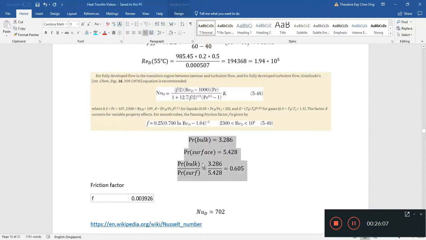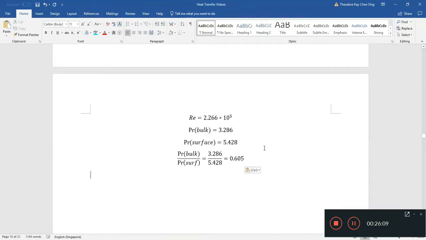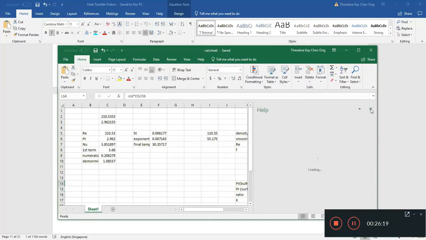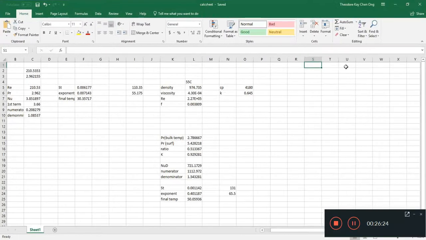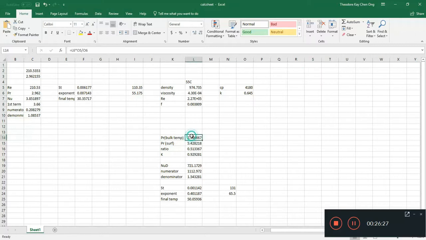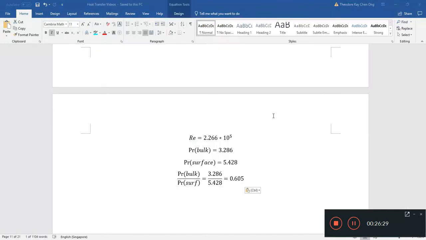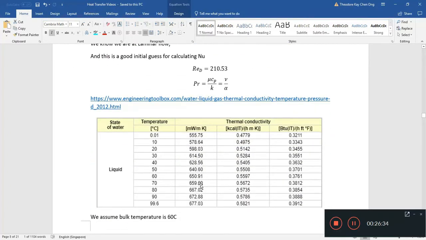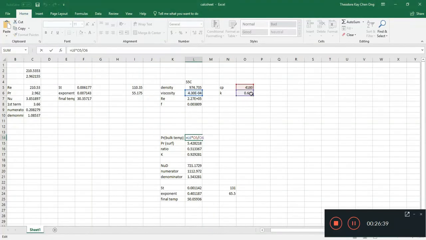Yeah, calculate our Prandtl number again. The bulk and surface. Surface is going to be the same. It's just the bulk's going to change. So, Prandtl number. Cp is the same, we just need to find the thermal conductivity. So let's look at thermal conductivity at about 65. So that's about 655. Let's do 655, yeah? 0.655.